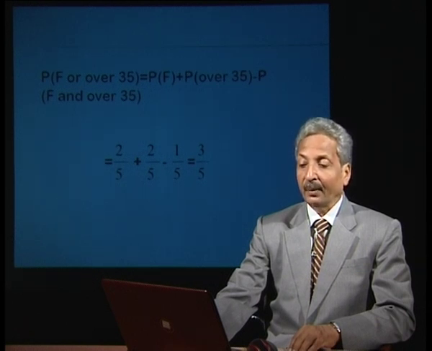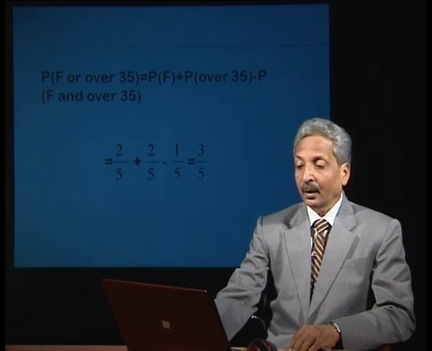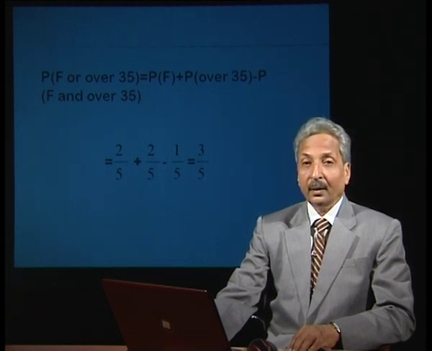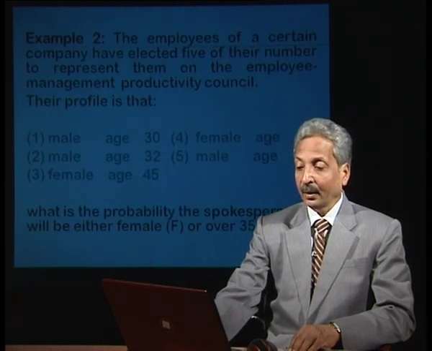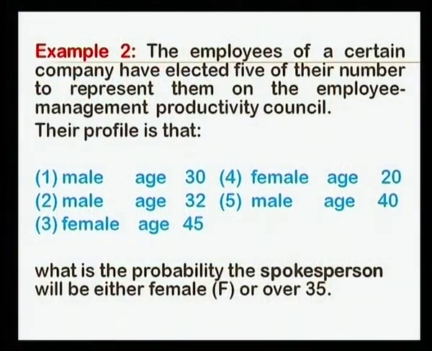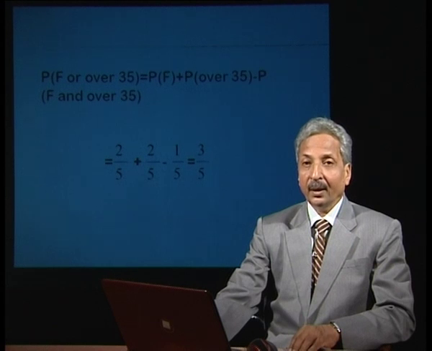So, this probability of over 35 is 2 upon 5, and for the probability that the selected person is female and over 35, we have only one possibility, as we can see that there is only one female whose age is above 35, that is 45. So, rule 1 gives the probability that the selected person is designated as a spokesperson is 3 by 5.